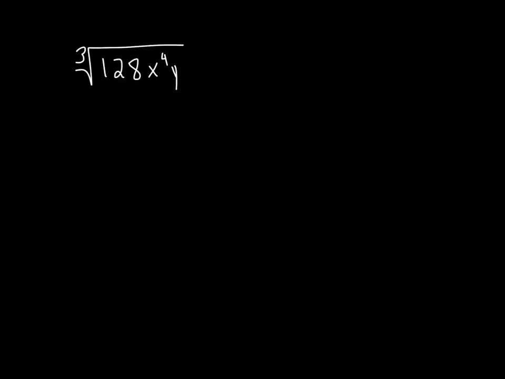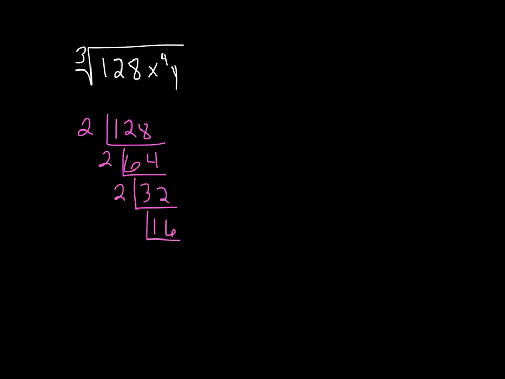Alright, let's look at one more example. Let's do the cubed root of 128 x to the fourth y. So let's start by finding the prime factors of 128. Divide by 2, get 64. Divide by 2 again, get 32. Divide by 2 again, get 16. Divide by 2 again, we get 8. Divide by 2 again, you get 4. Divide by 2 again, you get 2.